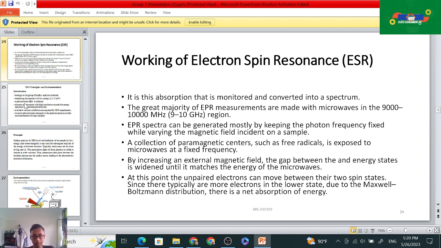By increasing an external magnetic field, the gap between the energy states is widened until it matches the energy of the microwave. At this point, the unpaired electrons can move between their two spin states and since there are typically more electrons in the lower state due to the Maxwell Boltzmann distribution, there is a net absorption of the energy.